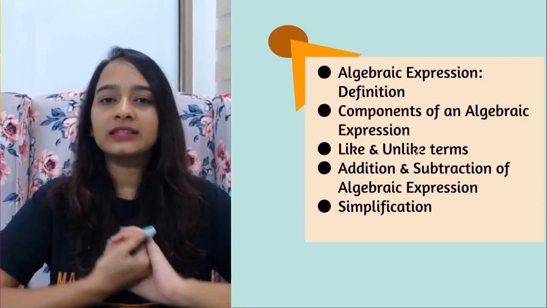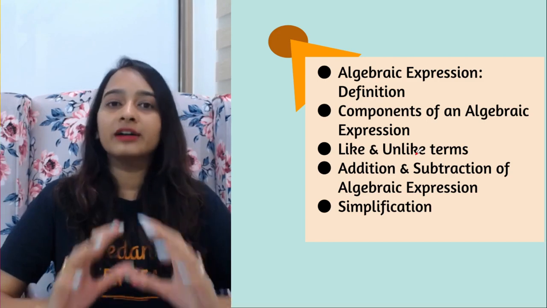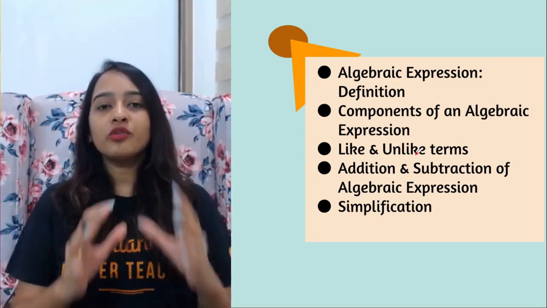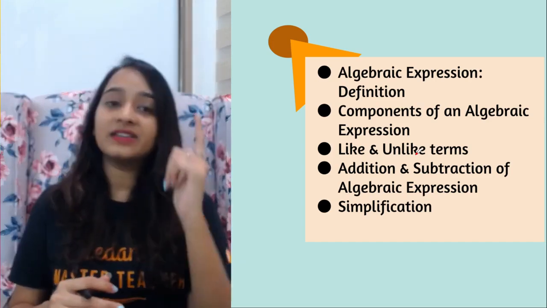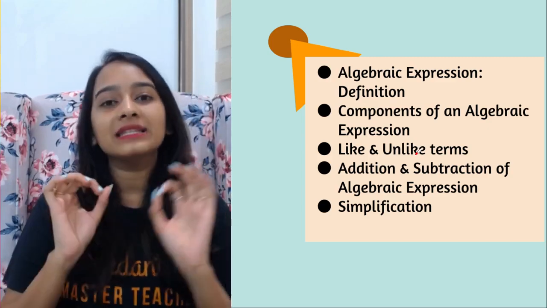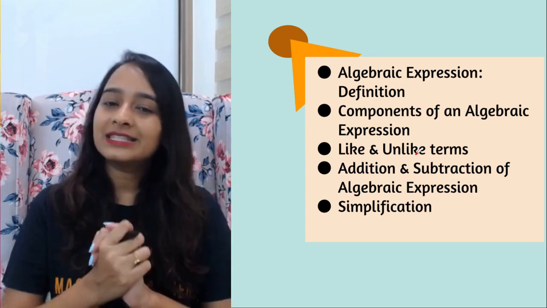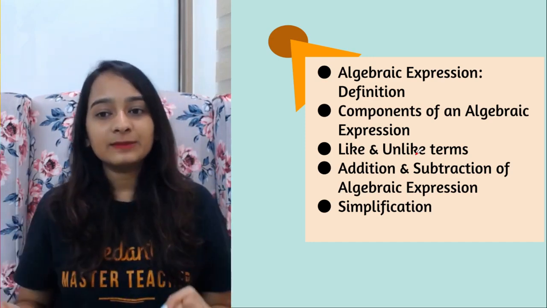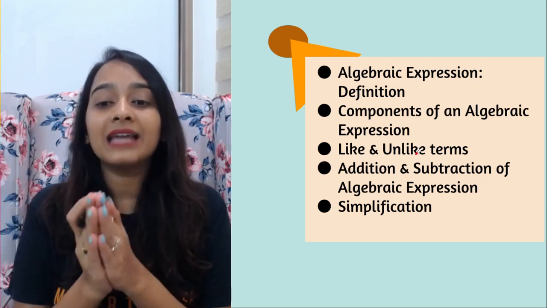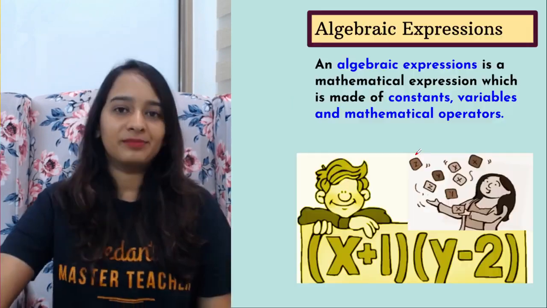So let's start. I am going to give you the gist of what we have learned in this chapter. Then we will do a lot of questions, okay? So sit along with your pen and book. If you think you can do a question, pause the video and start doing, and play the video to check if you have done it right or wrong, okay? So let's get started. We'll talk about algebraic expression, components, like and unlike terms, how to subtract and add, a major thing you will get a question from, and the simplification part.